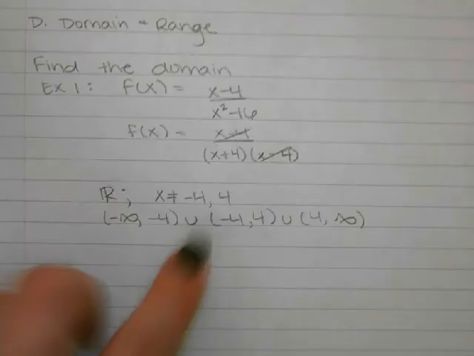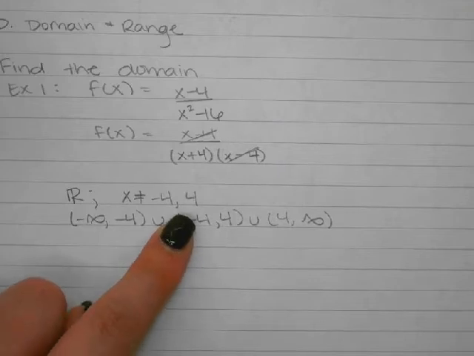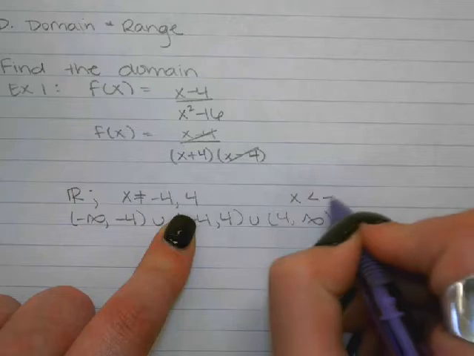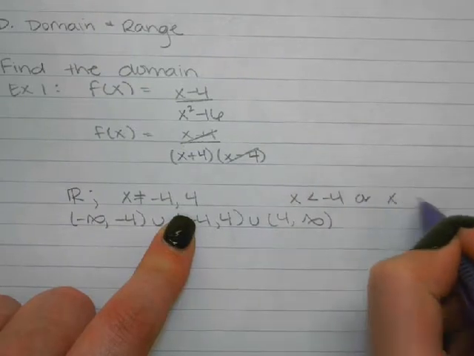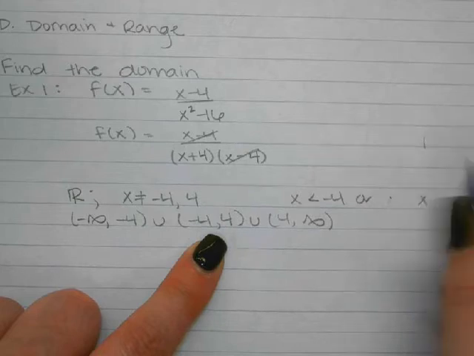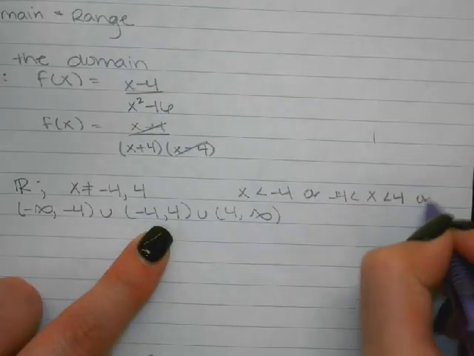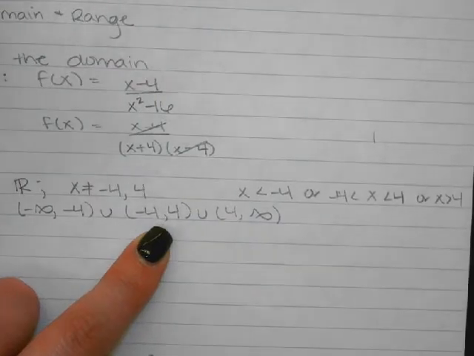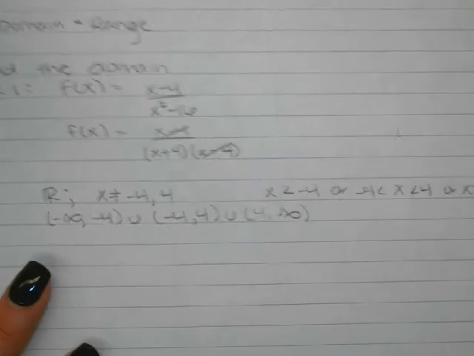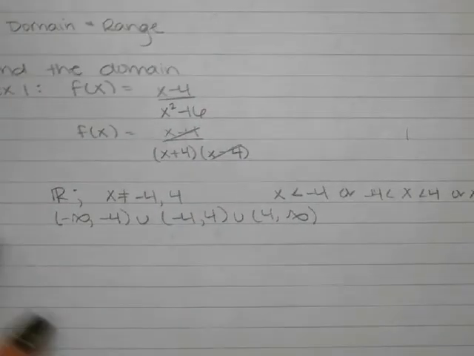So this would be set notation, interval notation. In the set notation, you could also have written it as an inequality. So you could say x is less than negative 4, or x is between negative 4 and positive 4, or x is greater than positive 4. So 3 different ways of writing the same thing. The important part is that you're excluding the x value that would have created that hole and the x value that would have created that vertical asymptote.